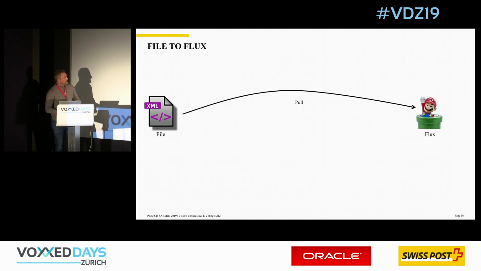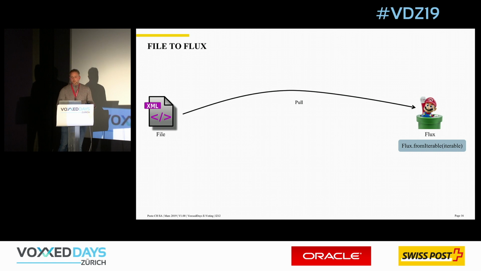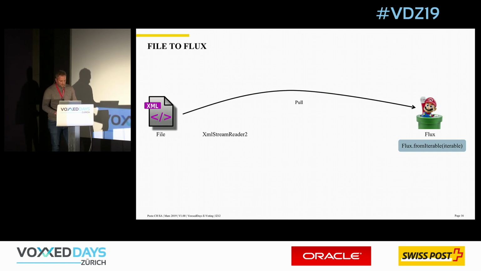So our problem is: we have a file and we want to get the data into a Flux by pooling and not pushing data. A Flux, we know, can be created with Flux from iterable. So we have to create an iterable.